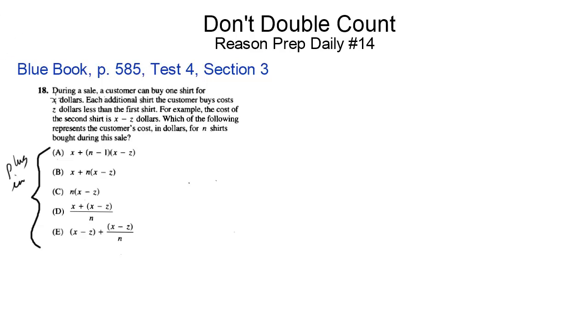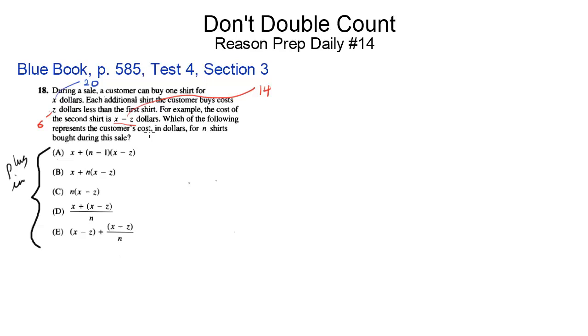So let's say the cost of one shirt is, we'll say, $20. Each additional shirt the customer buys costs Z dollars less than the first shirt. So let's make Z, how about $6 less than the first shirt? So therefore, each additional shirt will cost X minus Z, which is 14. And again, I'm just picking any numbers here, as long as they are reasonable, that they make sense. For example, you'd have to make sure that X is bigger than Z.